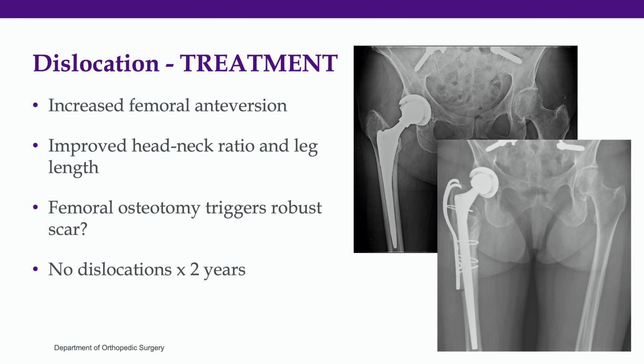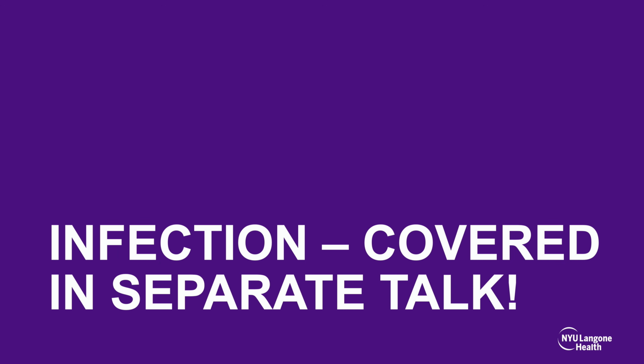In doing so, we were able to increase the femoral anteversion, improve the head-neck ratio, and leg length with elimination of the skirt. And the femoral osteotomy also triggers a robust scar response, and this patient has had no recurrence of her dislocation because we addressed the underlying etiology. So infection is a really important topic in revision total hip arthroplasty, but this is going to be covered in a separate talk, so we won't go into it here.